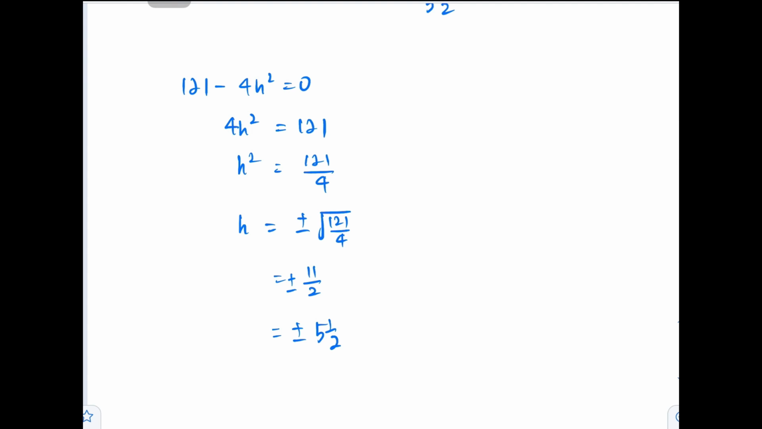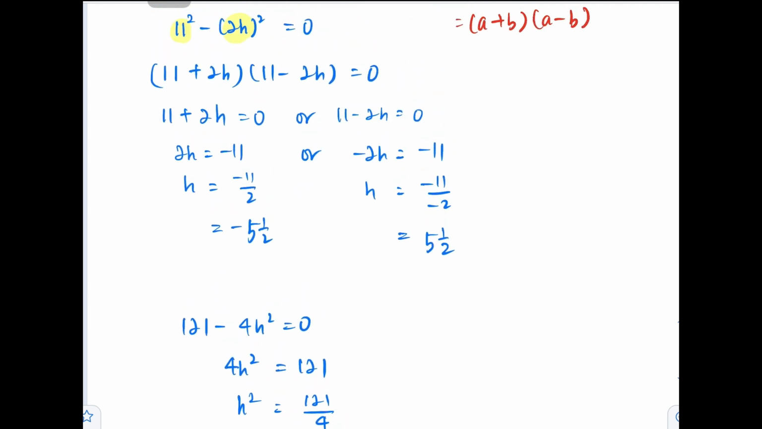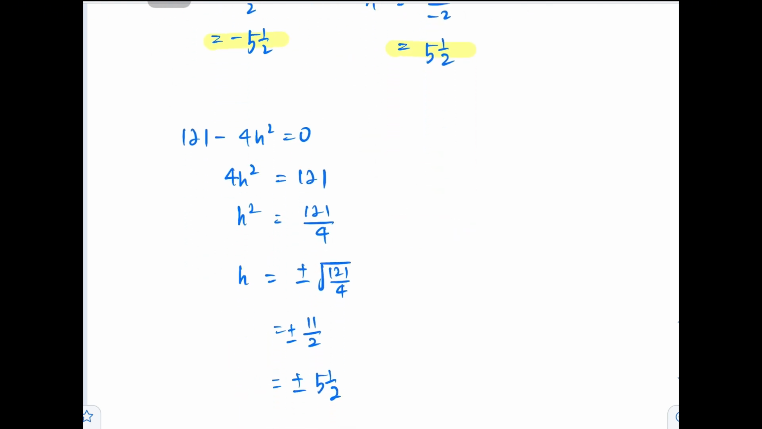So again, you can see here in this last example, we have two solutions. h equals to positive and negative 5.5, whichever method you use to solve.